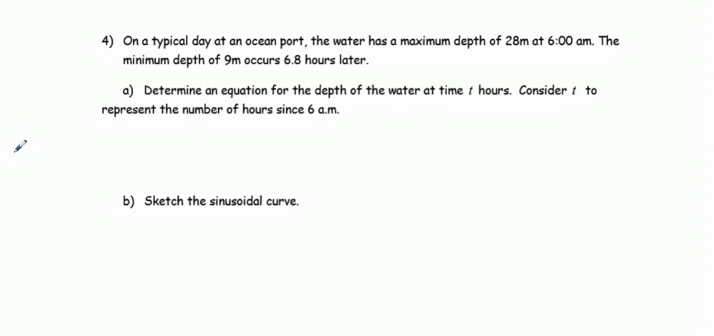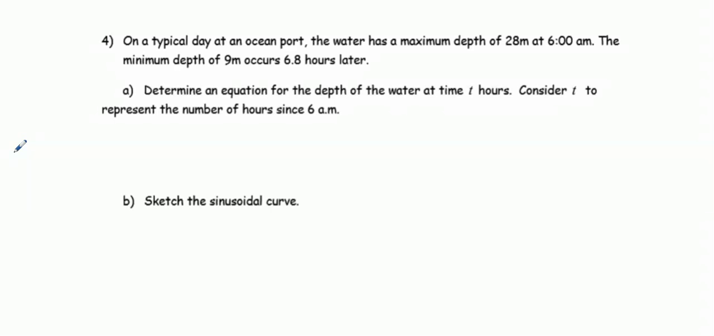Okay, so on a typical day at an ocean port, the water has a maximum depth of 28 meters at 6 a.m. and the minimum depth of 9 meters occurs 6.8 hours later. Determine an equation for the depth of water at time t hours. Consider t to represent the number of hours since 6 a.m. So, on the ocean, in some parts, there are tides, right? So, you're going to have a varying depth of water over a certain period of time.